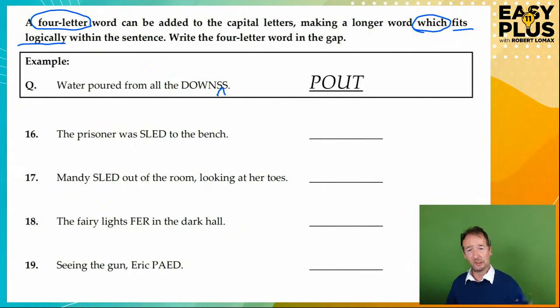Now, you'll look at these and nothing will be obvious. You need to think about it more. There's a reason why they don't just give you the word without the rest of the sentence. That's because the rest of the sentence matters. The prisoner was something to the bench.